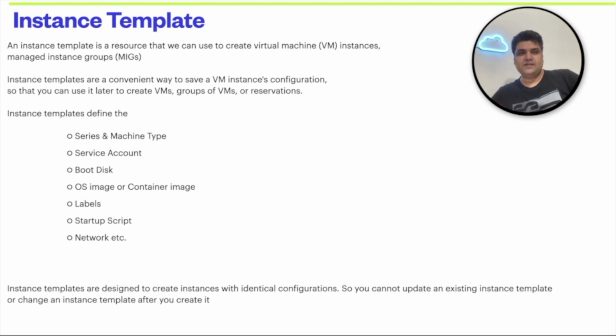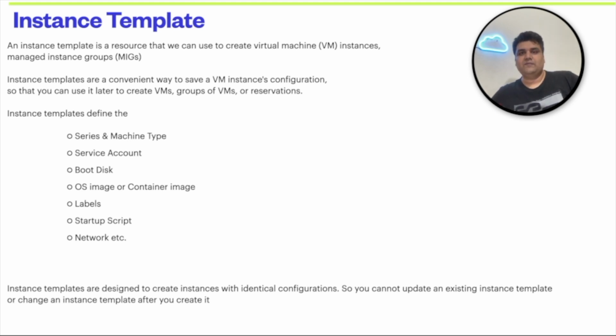An instance template is basically a resource that we can use to create virtual machines. Instance templates are a very convenient way to save a VM configuration, and then we can later create VMs, groups of VMs, or reservations. Why? Because it gives us a template, and when we have to autoscale, we have everything ready.